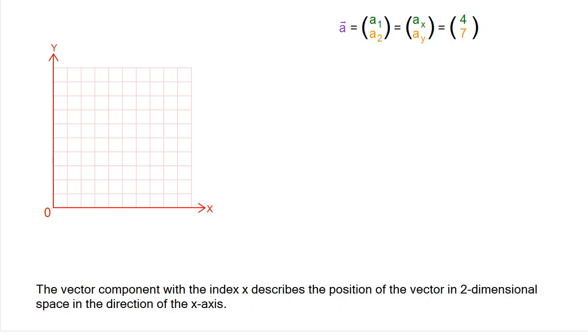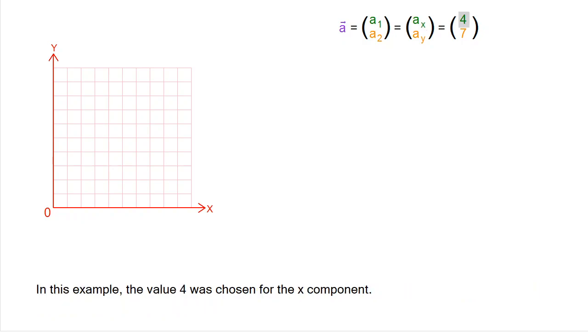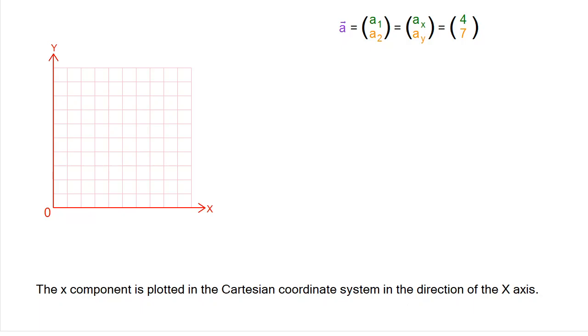The vector component with the index x describes the position of the vector in two-dimensional space in the direction of the x-axis. In this example, the value 4 was chosen for the x component. The x component is plotted in the Cartesian coordinate system in the direction of the x-axis.